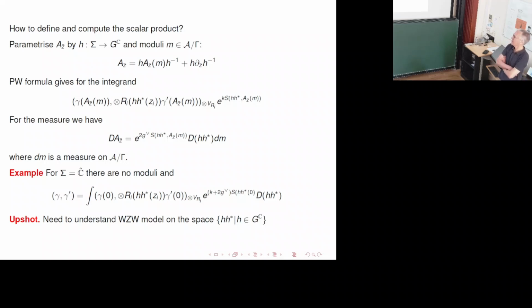Okay, that's the end of the story, a long story starting from the group-valued sigma model and ending at a positive matrix-valued sigma model. Okay? So now we can forget everything and start from scratch.